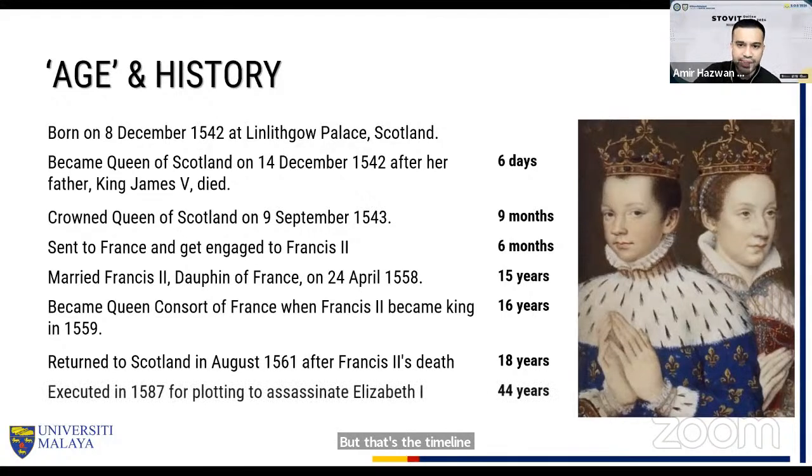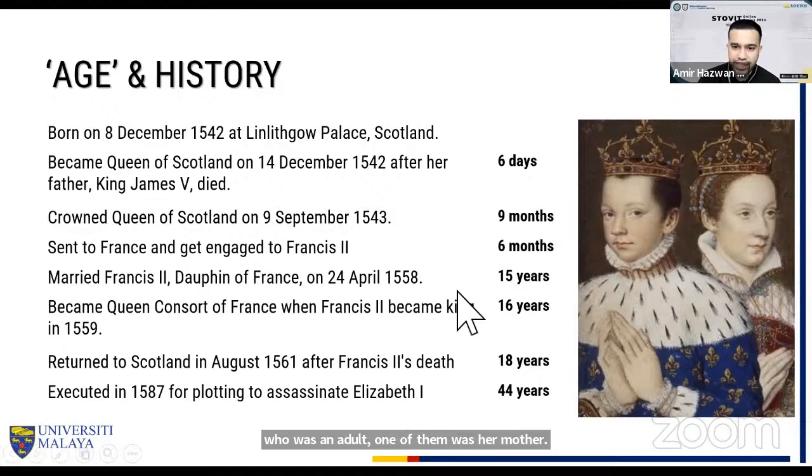She became queen at the age of 6 days old, and obviously she was not mature enough to rule Scotland. So her role was taken over by her representative, who was an adult. One of them was her mother at that time. So when she became of age, more mature at the age of 16 and 18, she went back to Scotland to rule.